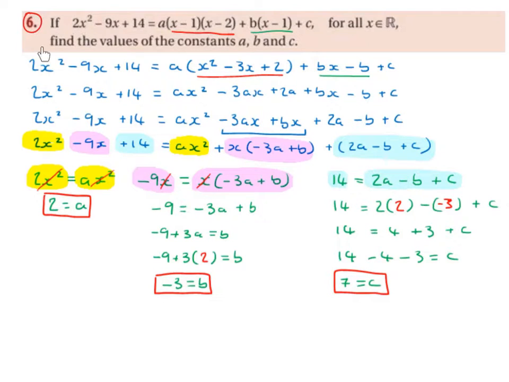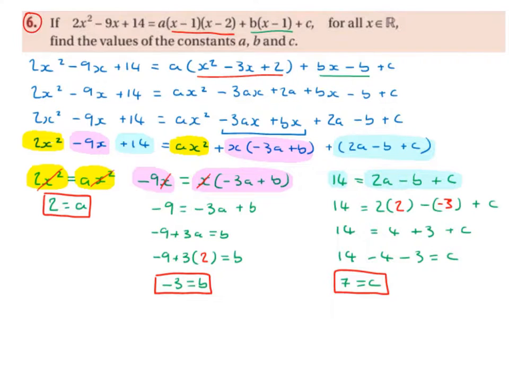So again, we're going to bring down the 2x² − 9x + 14 and the equal sign. a by x² is ax², a by −3x is −3ax, a by 2 is plus 2a. Going to bring down the bx, the minus b, and the plus c. Again, we're going to bring down the 2x², the −9x, the +14, and the equal sign.